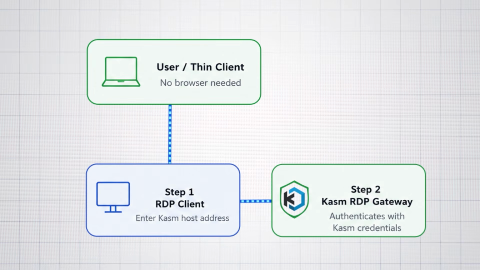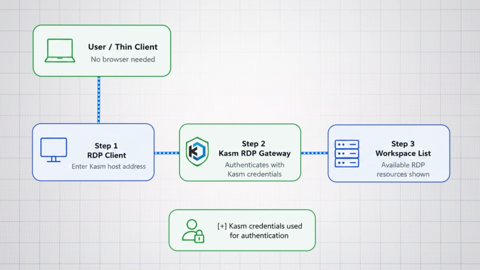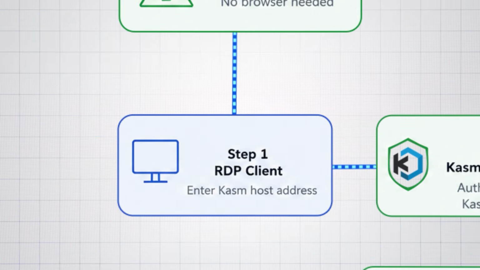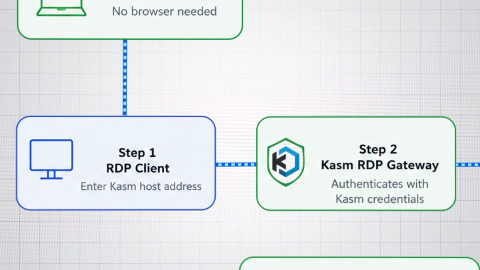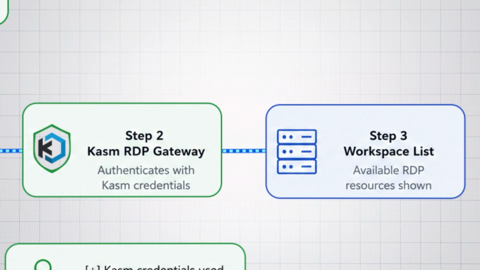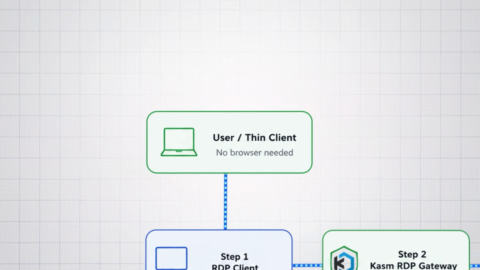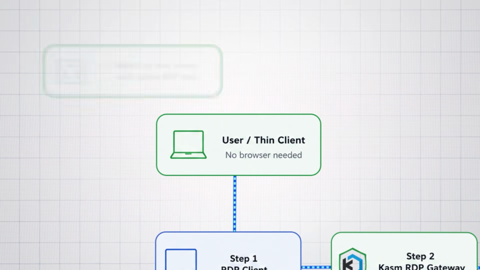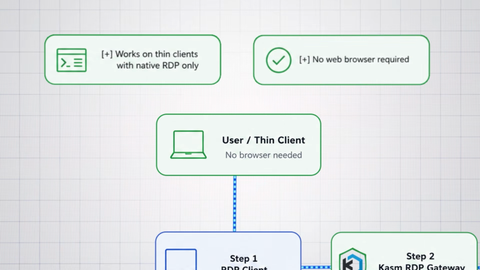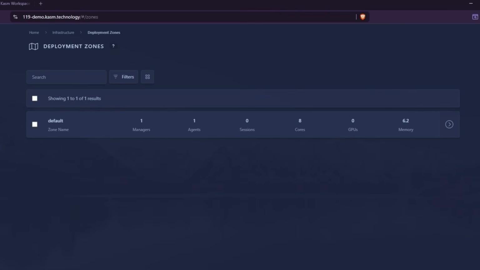Kasm acts as an RDP gateway. It authenticates the connection using the user's Kasm credentials and routes the session to the appropriate configured RDP resource. From the user's perspective, they open their RDP client, enter the Kasm host address, provide their Kasm username and password when prompted, and then they are presented with a list of available RDP workspaces configured in Kasm. They then select the server they want to connect to, and Kasm drops them directly into that session. This is especially valuable for thin client environments, devices that ship with a native RDP client but with no full web browser.